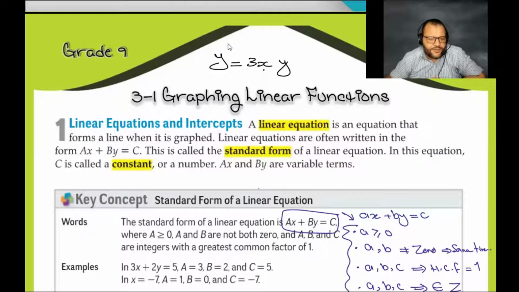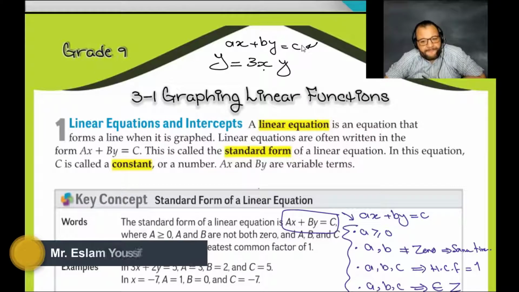It should be ax plus by equals c, and it should be first degree. Again, please. Should be what? Ax plus by equals c. Leave this one now, because I will ask you a question about this one. Then the next one. It should be first degree, not second.